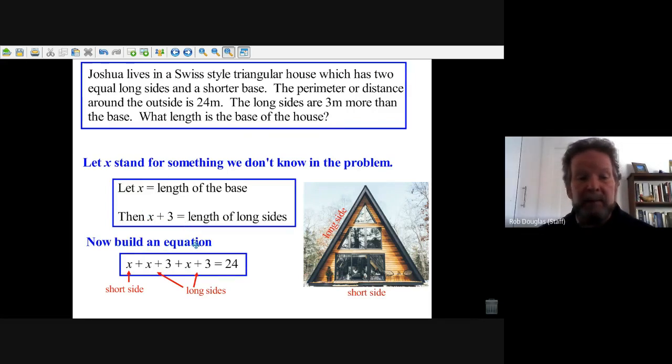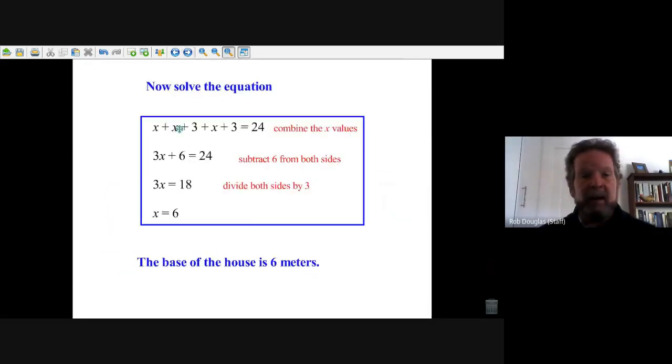Well, now you build an equation. You add up all the sides: the short side x, and then x plus 3 and x plus 3 again because there's two long sides, and it equals 24. Now we do the same thing. We're going to solve that equation. x plus 3 plus x plus 3. We combine the x's, we combine the numbers. 3 plus 3 is 6. There's 3 x's, so it's 3x. Now, it adds up to equal 24 meters. That was the perimeter.